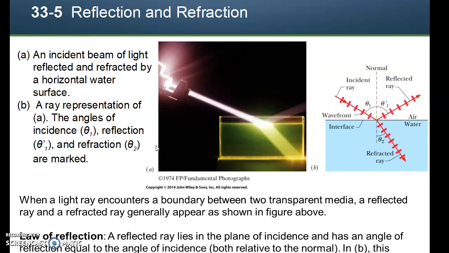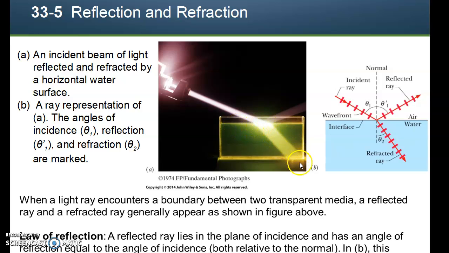Next section talks about reflection and refraction. Reflection is light coming back at you into the same medium from which it originated. Refracted means that it's gone through and is changed in some manner as it goes into a new medium. So an incident beam of light can be reflected and refracted by a horizontal water surface. You can see that here's your incident beam, and you've got some that's being reflected back off of that, and you have this down here, which is your refracted.